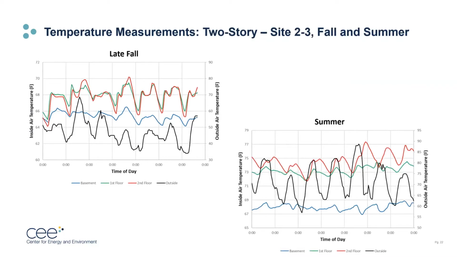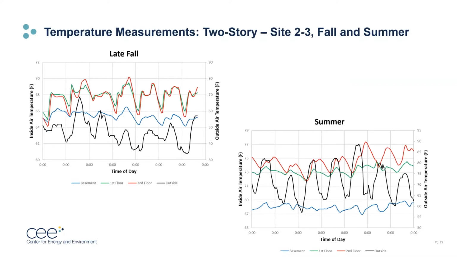These 2 charts show 1 week of measured temperature data. In each chart, the black line is the outside temperature, blue is the basement, green is the first floor, and red the second floor. The chart to the upper left shows temperatures from late fall with outside temperatures that dip down into the mid-30s. The second floor temperature tracks the first floor very closely over the entire week. The basement tracks the first floor but is consistently cooler.